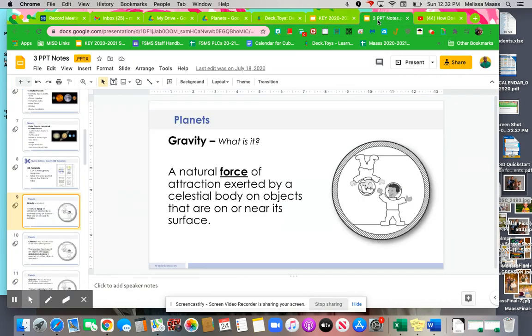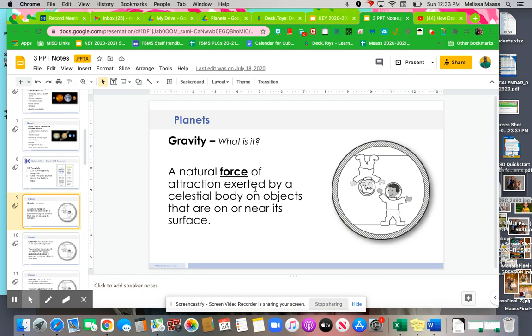But going back to the notes, gravity, well, we gotta know what it is first. I'm going to read from here. I'm going to show you a couple videos, and yeah. It's a natural force of attraction exerted by a celestial body, like a planet, on objects that are on or near its surface.